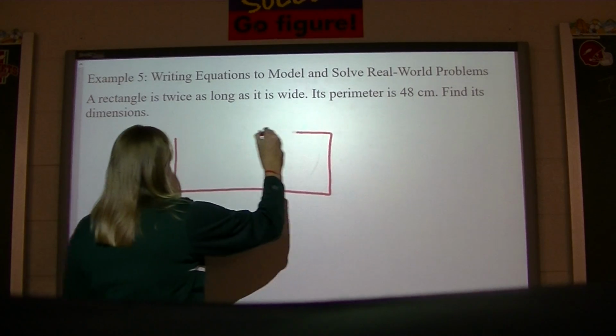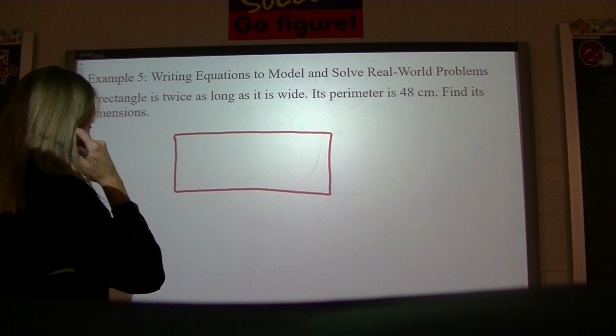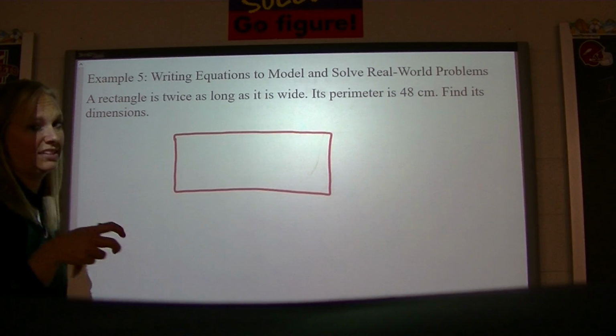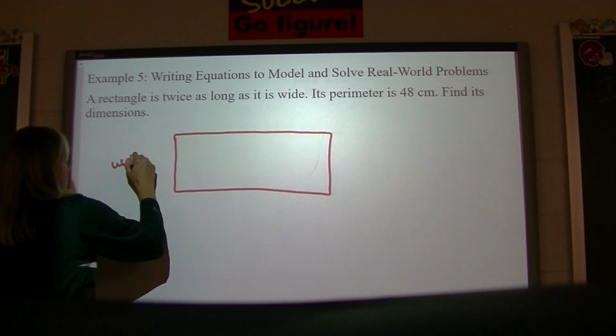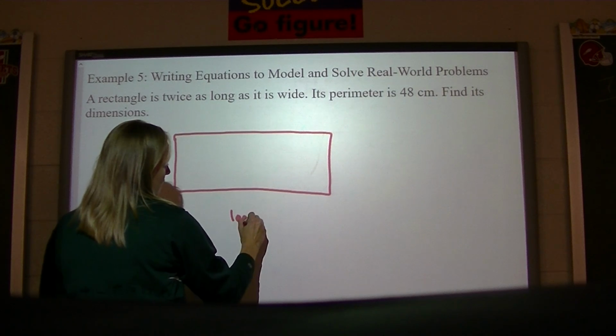For this, on Canvas, I said you are going to want to draw a picture of what we know. We know it's a rectangle. There's our rectangle. And we know that it's twice as long as it is wide. It's not technically drawn to scale, but it's close enough. We'll say this is the width here, and then here is the length.